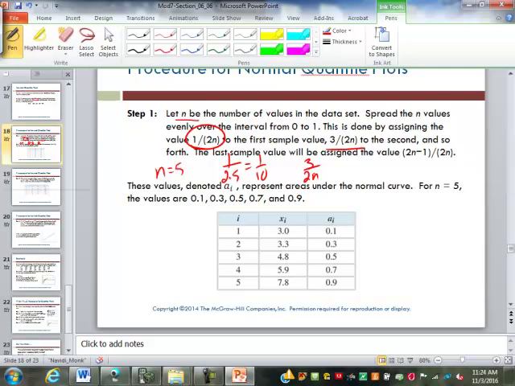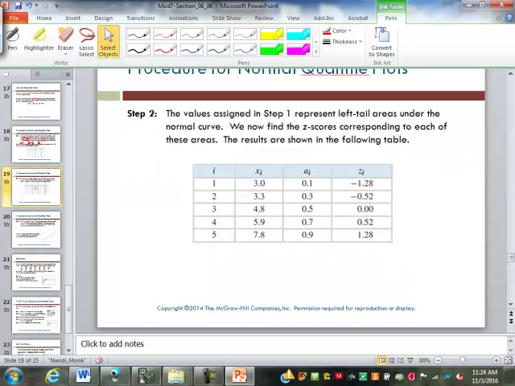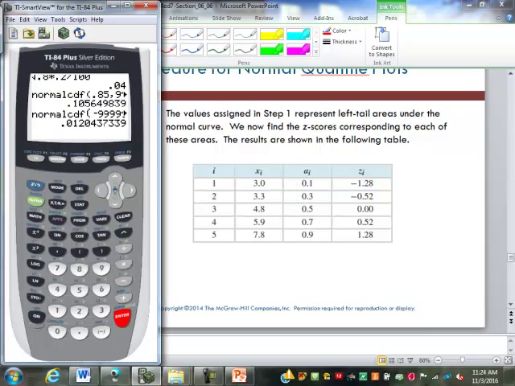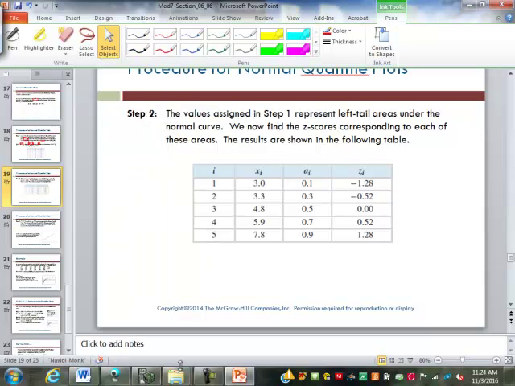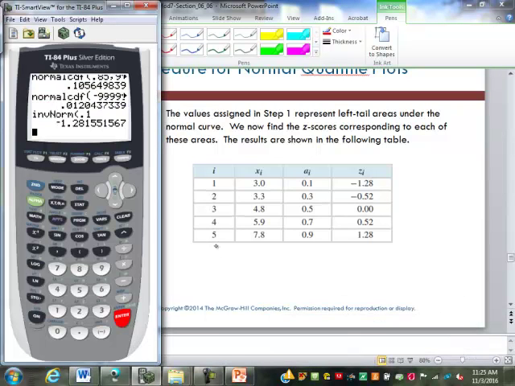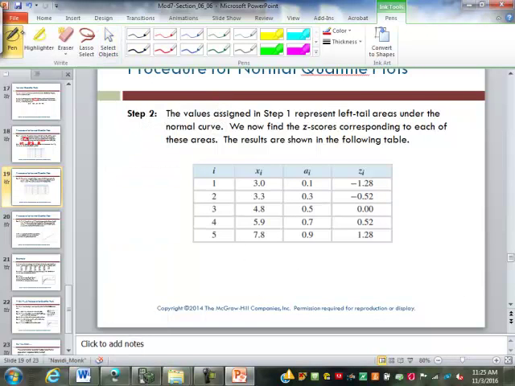Once we've assigned those values, then we find z-scores that correspond to them. We're doing an inverse normal here to get a z-score. So these are representing the probabilities. A probability of 0.1, if we're looking at the curve. Here's my bell curve. 0.1 probability would be an area of 0.1, which would build up to a z-score here.